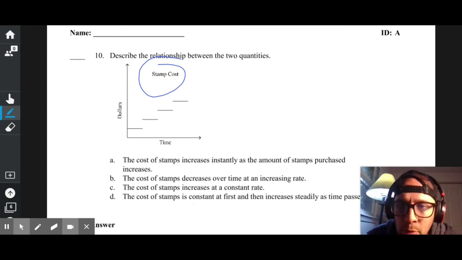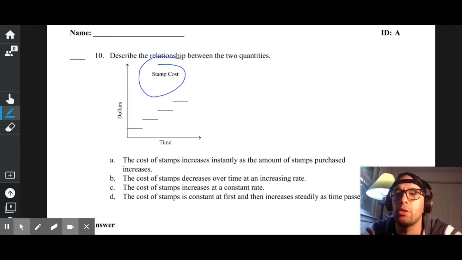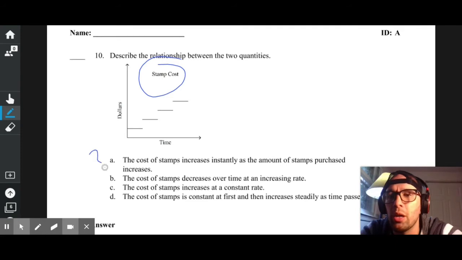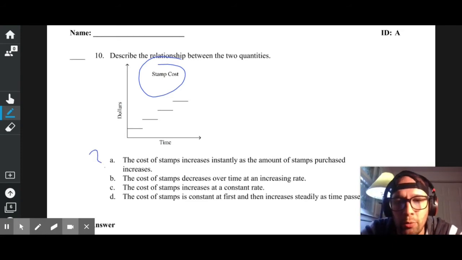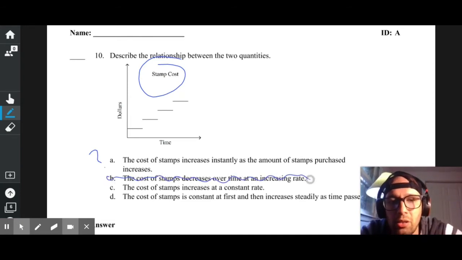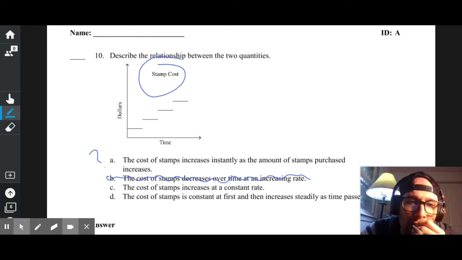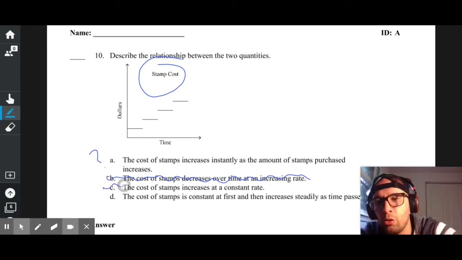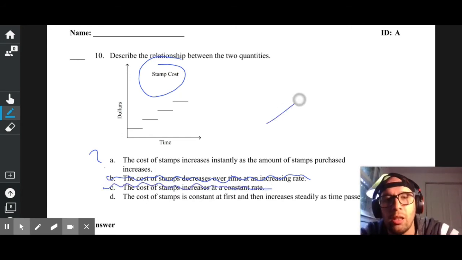Is that what we're doing? Stamps purchased? I don't think we're talking about stamps purchased. So I'm going to put a big question mark at A because I don't know where they're getting purchases from. The cost of stamps decreases. Well, that's nonsense. The cost of stamps increases at a constant rate. That's not true. From the last problem we did, we didn't see this going on.